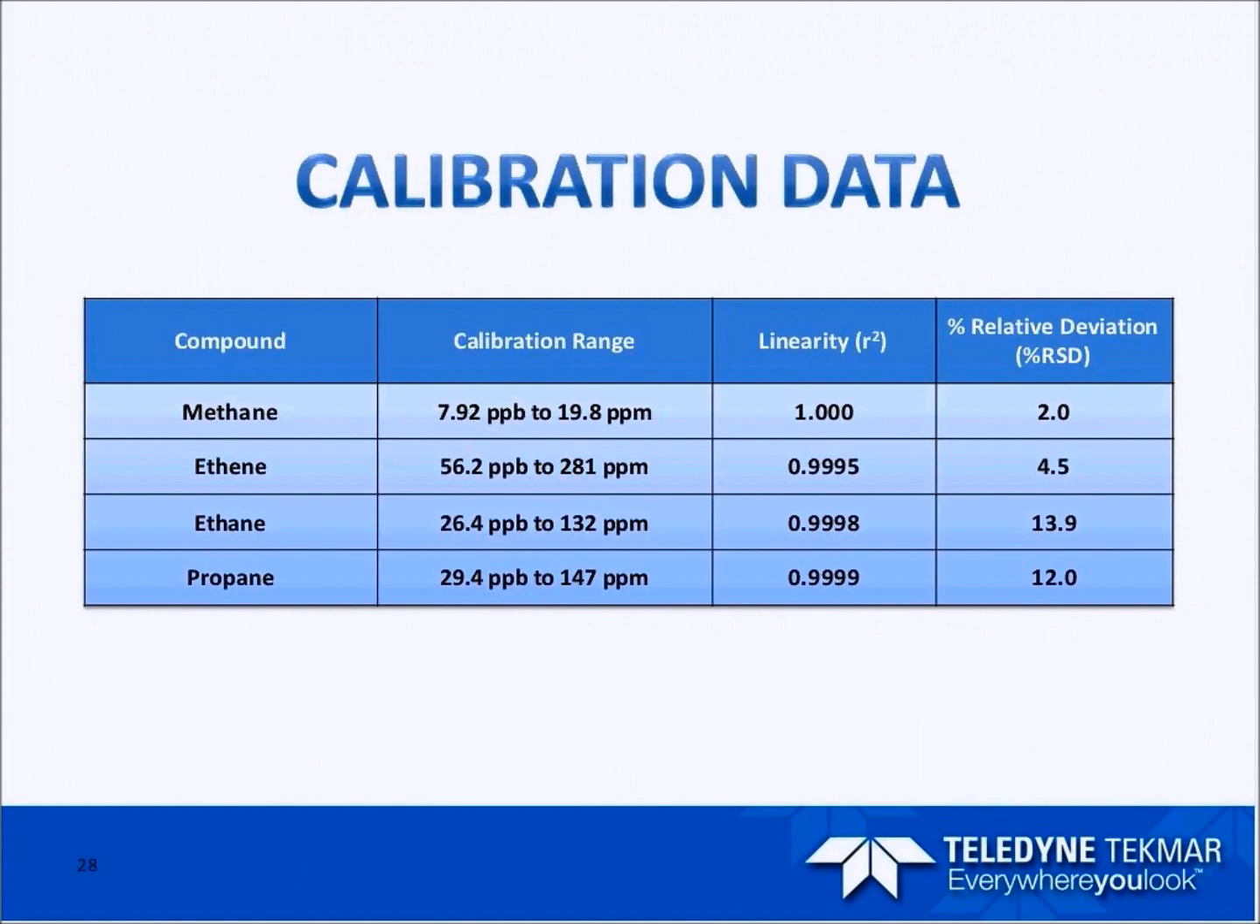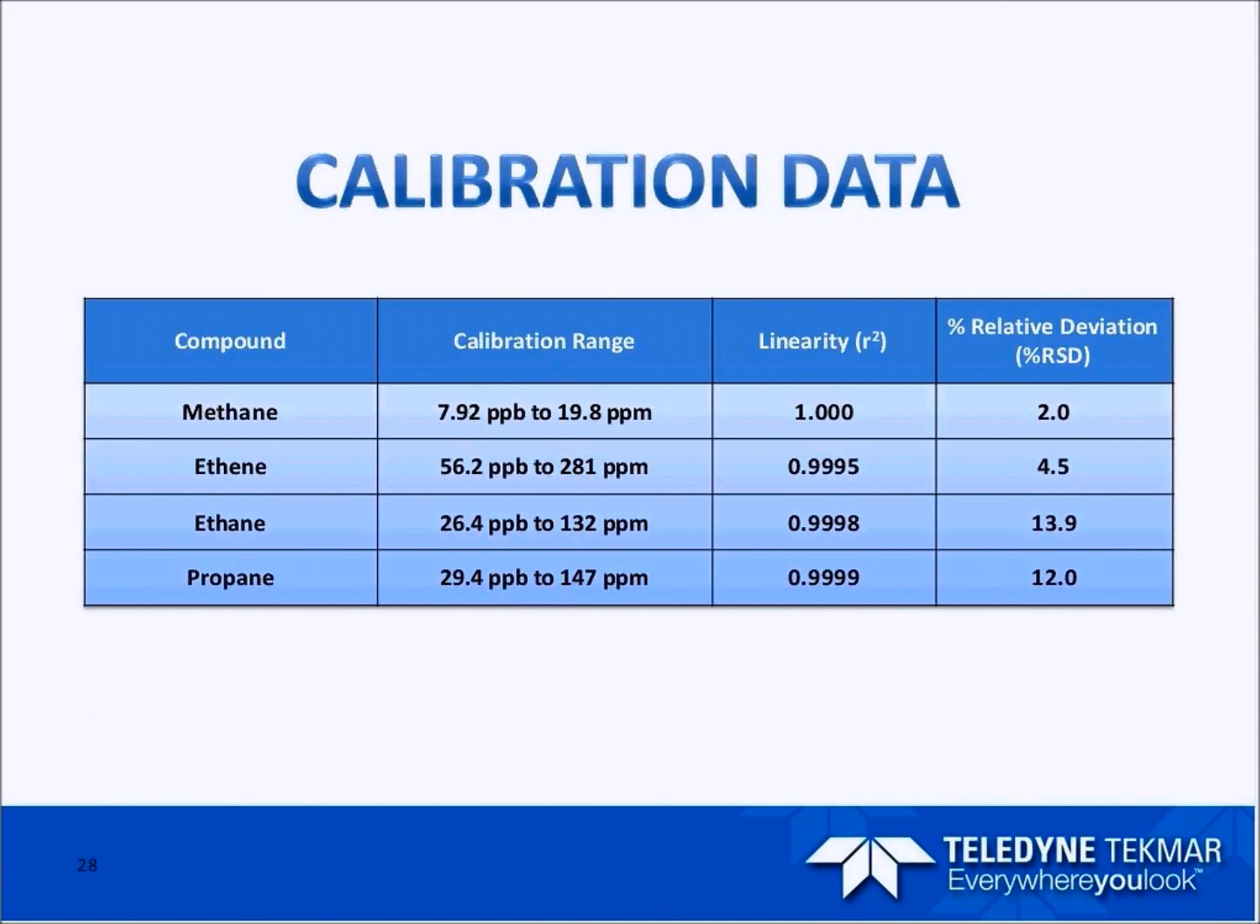So here's the calibration data that we generated for the purge and trap method. We go a little lower on some of these than they do on the headspace, and that's based on the dilution scheme. Our linearity was excellent. Our RSDs are really good for methane and ethene, and go up a little bit after that, but they have to be less than 20, and they're definitely well below 20.